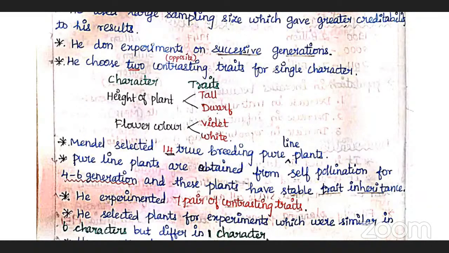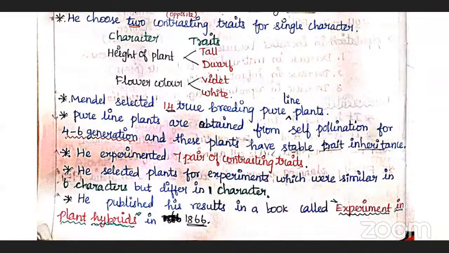Mendel selected 14 true breeding pure line plants. Those are some important uniquenesses of Mendel's experiment. The next subtopic is the characters selected by Mendel.